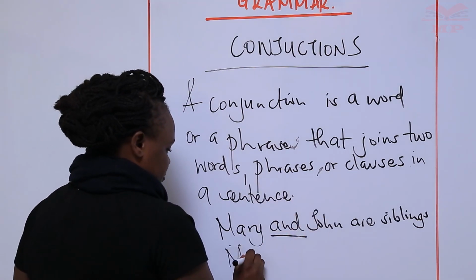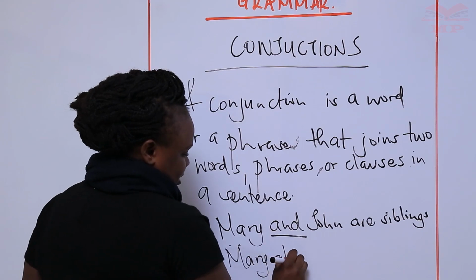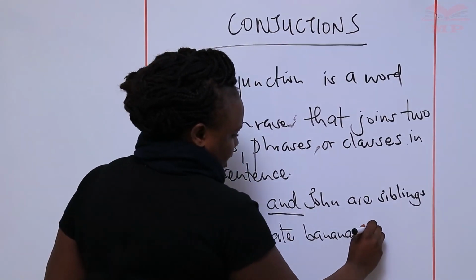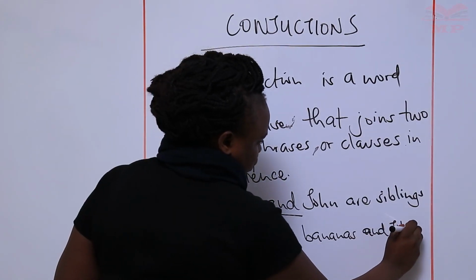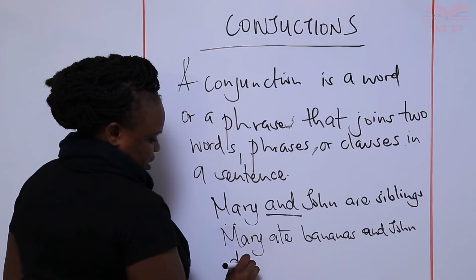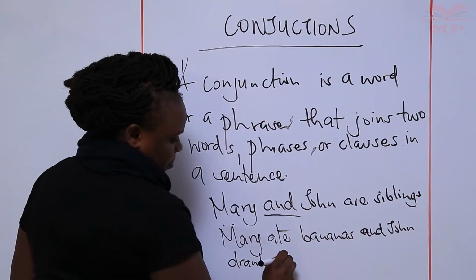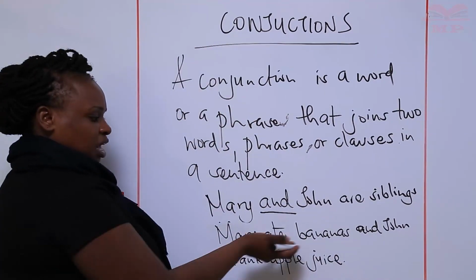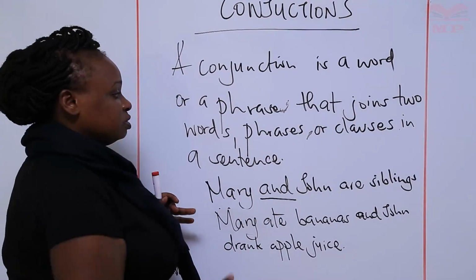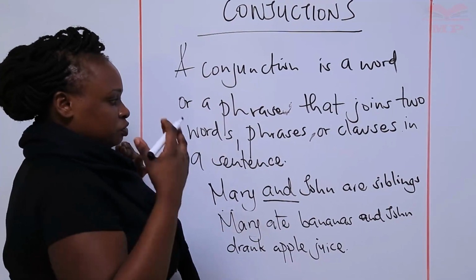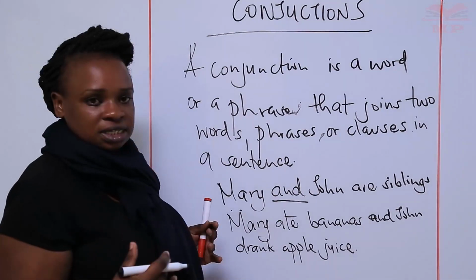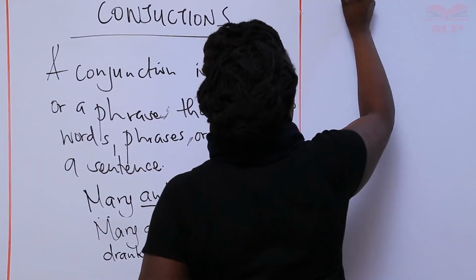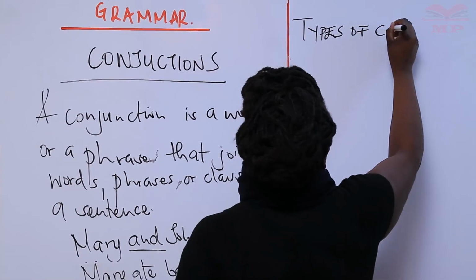Like Mary ate bananas and John drank apple juice. Okay, so there you have joined two sentences. So a conjunction just joins two words, two phrases, or two clauses in a sentence. All right, so let's look at types of conjunctions.